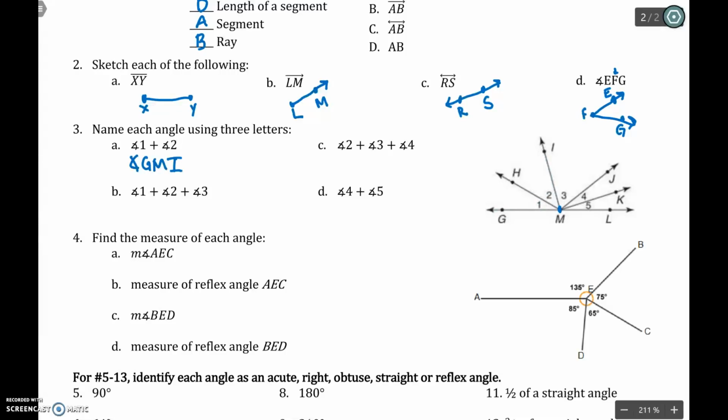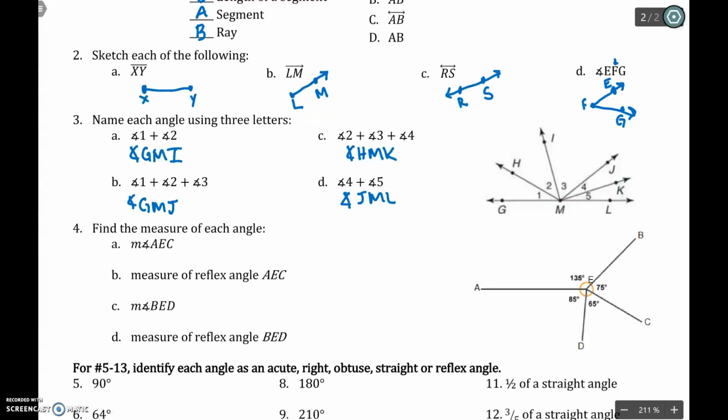For B, 1, 2, and 3 put together, all of these, now I would end on this line and on this line. So my angle would have M in the middle again, and it would go through G and J. So it would be angle GMJ or JMG. And for C, it's 2, 3, and 4. So now I would begin here and end here, and I would have angle HMK. And then for part D, angle 4 and 5 together, that would be this angle, and that would be JML or LMJ.